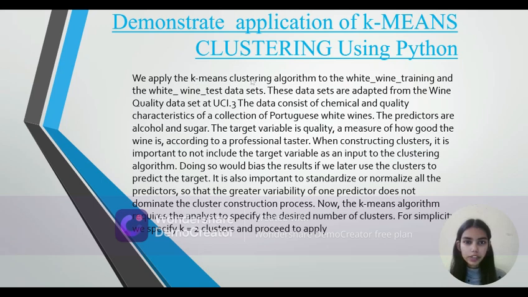We apply the K-means clustering algorithm to the white wine training and the white wine test datasets we discussed in previous videos. These datasets are adapted from the wine quality datasets at UCI. The data consists of chemical and quality characteristics of a collection of white wines. The predictors are alcohol and sugar. The target variable is quality, a measure of how good the wine is according to a professional tester.